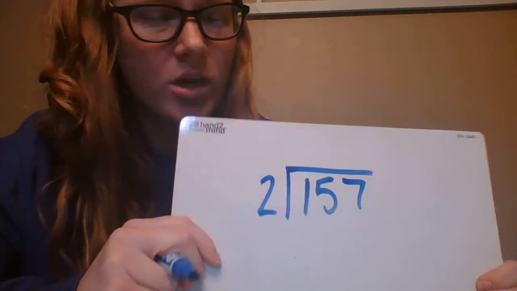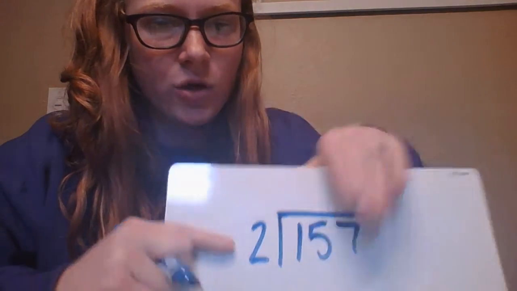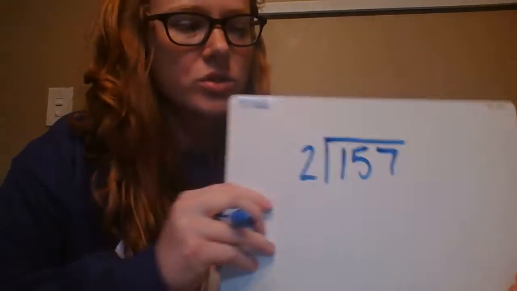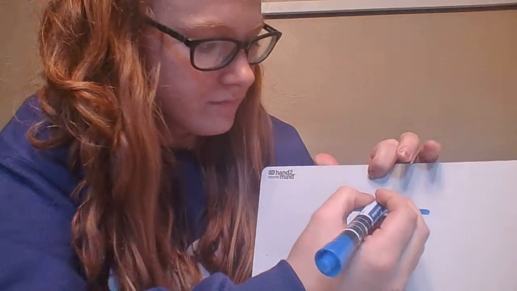And your final one is 157 divided by 2. Once again, we look at just the first number. 2 can't go into 1. It's too big. So we must look at it like 15. So I know that 2 can go into 15 7 times.